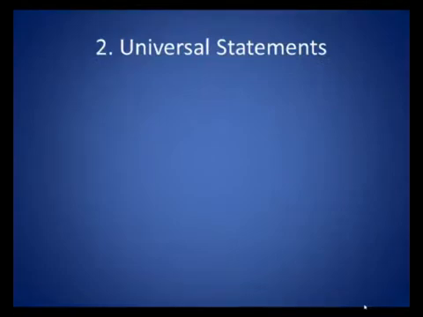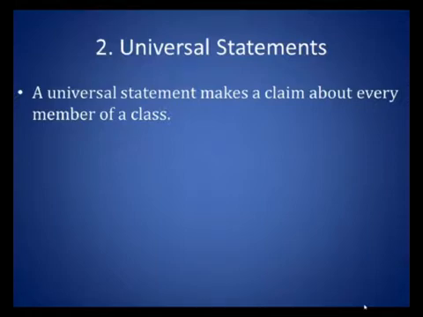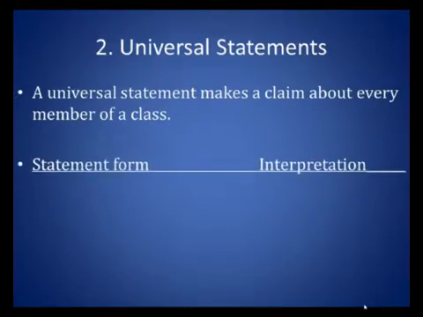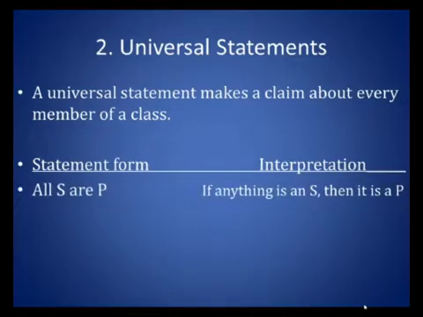Now let's move on to universal statements. A universal statement makes a claim about every member of a class. So it looks like this. If I say all S are P, then my English interpretation would be to say something like, if anything is an S, then it is a P. So we would translate the English statement, all S are P, in Boolean terms as if anything is an S, then it is a P.